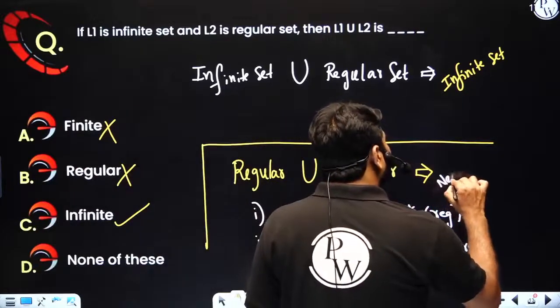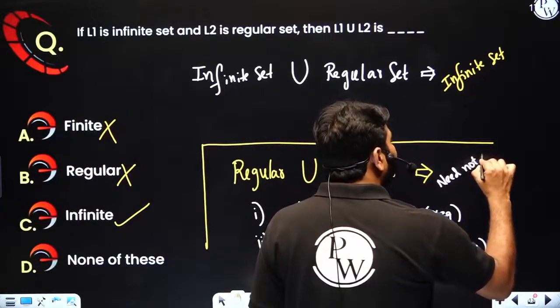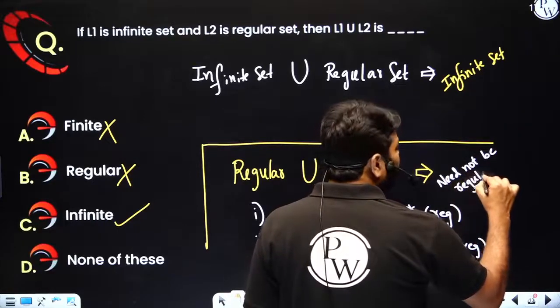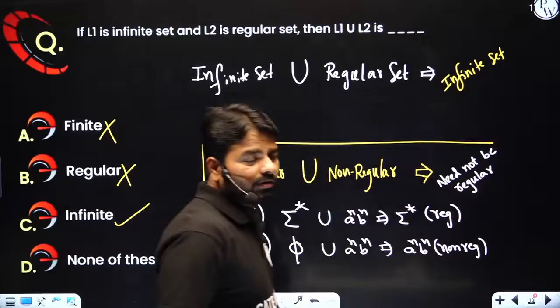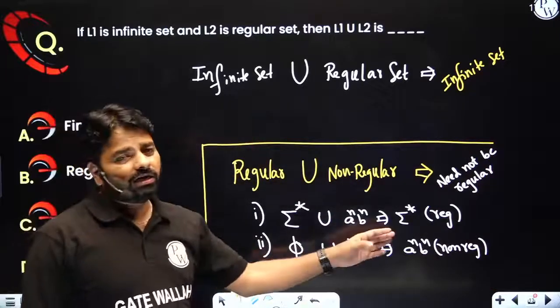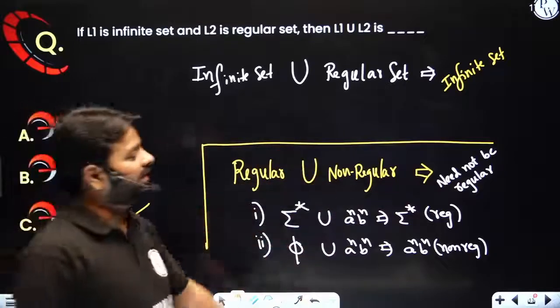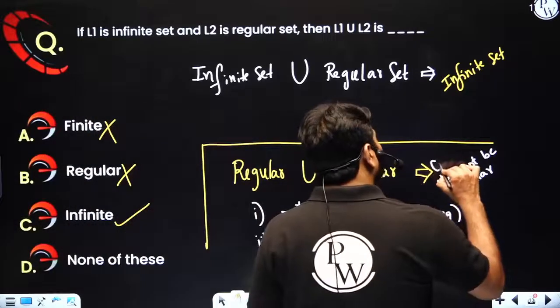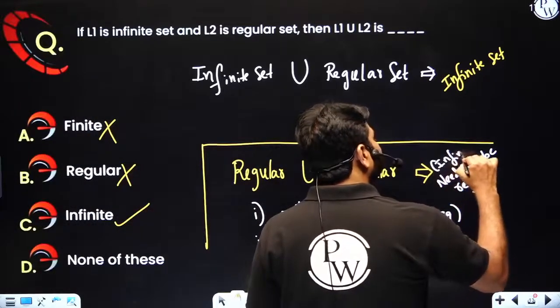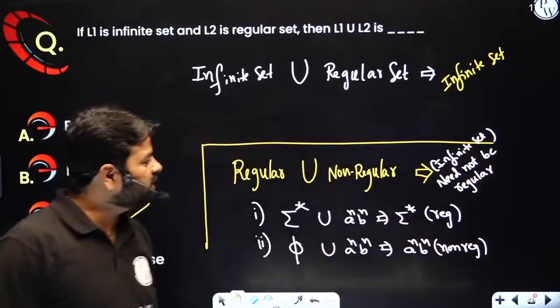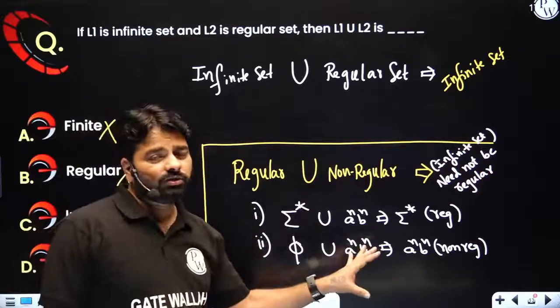This is need not be non-regular. As we are talking about regular property, need not be regular is correct. Need not be non-regular is also correct. But it's very clear the result is going to be an infinite set. In case you want to talk about it, it is some infinite set. This is how you can combine the union.